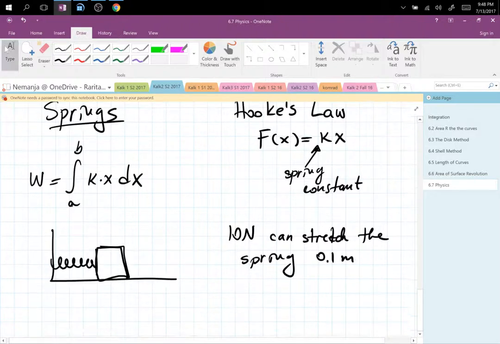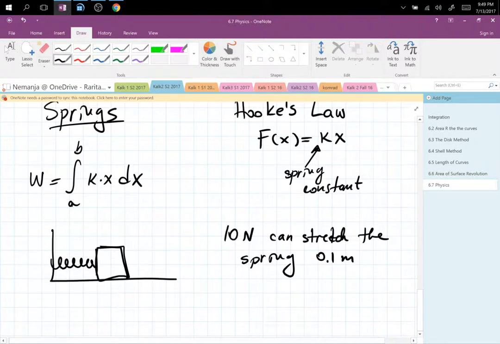0.1 meters. Wait, what does that first word say? Stretch. That's a T and then C and H. No, I meant that after ION or... That's 10 newtons. Oh. It's not ION, it's 10 newtons.